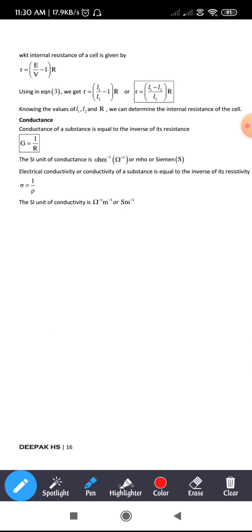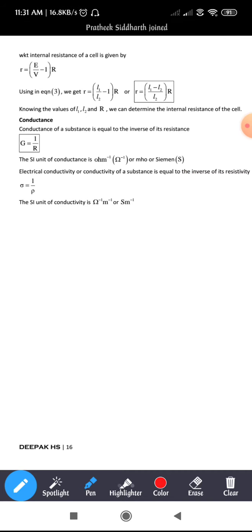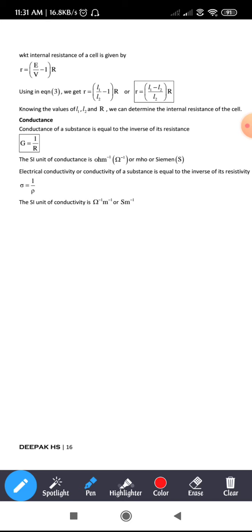The last topic of this chapter is conductance. What is conductance? We define it as the inverse of the resistance. Conductance and resistance are inversely proportional, and the conductance is given by G. G is equal to 1 by R, where R is nothing but the resistance. The SI unit of conductance is per ohm, or Siemens as we call it.